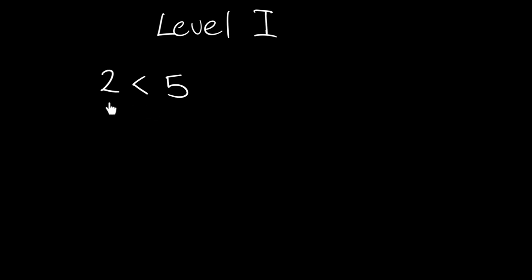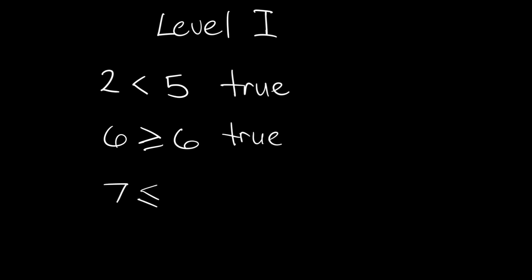For instance, 2 is less than 5, which is obvious. Or you can say 5 is greater than 2. That would be said to be true. Or you can have something like 6 is greater than or equal to 6. That "or equal to" is that extra line right there, and this statement is also true. Or 7 is less than or equal to 5. That's false. So at the very basic level, it's really just a true or false comparison.